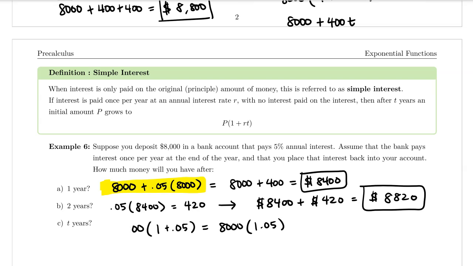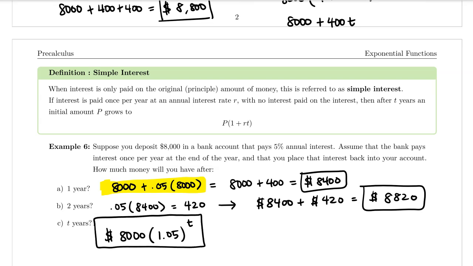So let's go ahead and erase this and come up with an expression that represents how much we'll have after t years. So that will be, I'll put a dollar sign, 8,000 times 1.05 to the power of t. And that will represent our answer for part C. This is an exponential function. And recall here that because our common ratio is greater than the number 1, then we have exponential growth. And if it's smaller than 1 and greater than 0, then we have exponential decay.